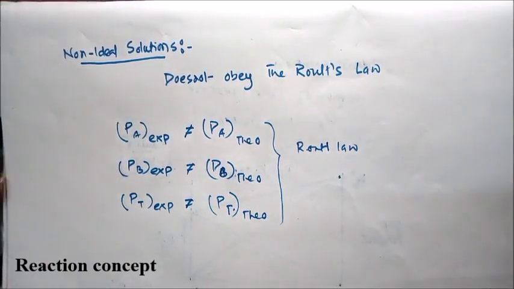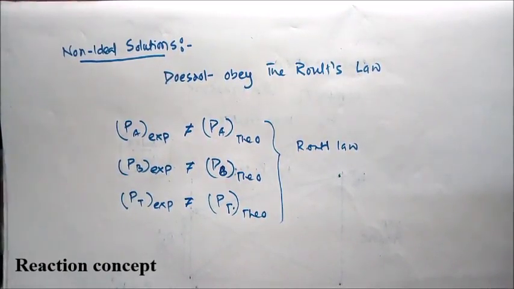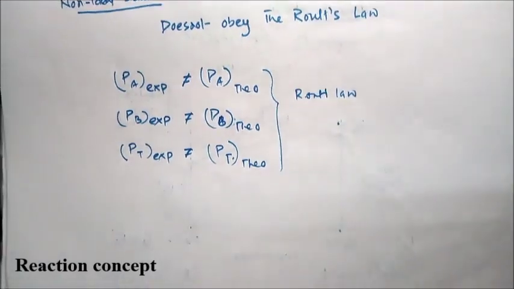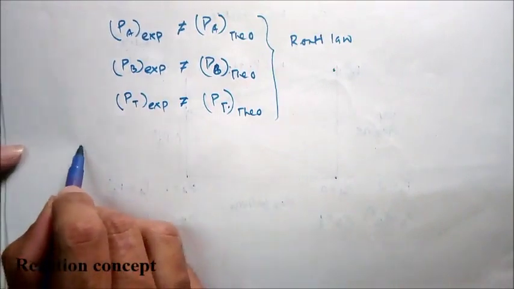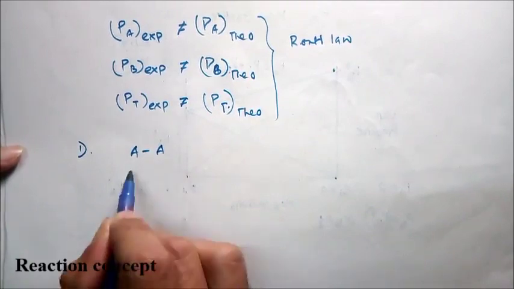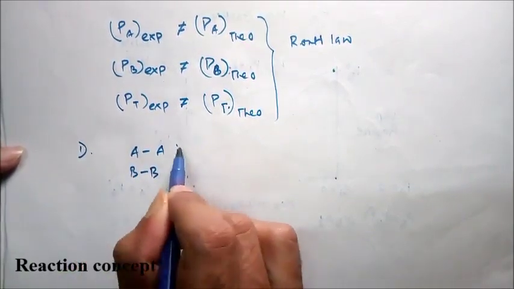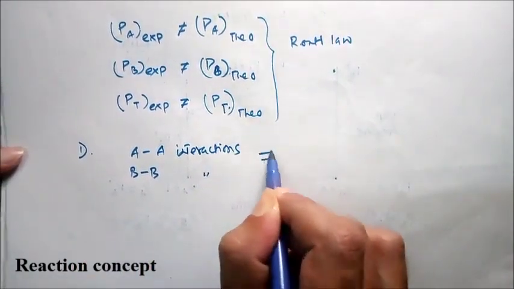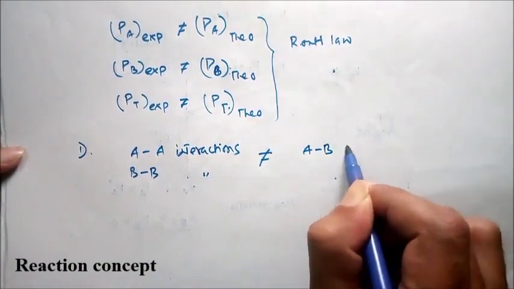So why does this happen? This is because of the interactions between solute-solute, solvent-solvent and solute-solvent. Because of those interactions, this happens in the case of non-ideal solutions. We'll see that later on. Now you see the characteristics of a non-ideal solution. The first characteristic is that the AA interactions and BB interactions are not equal to the AB interactions.